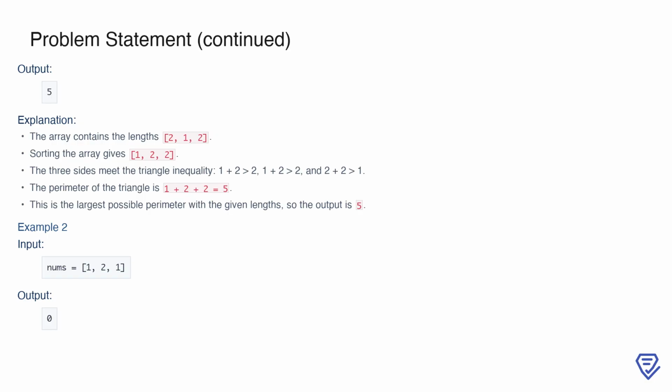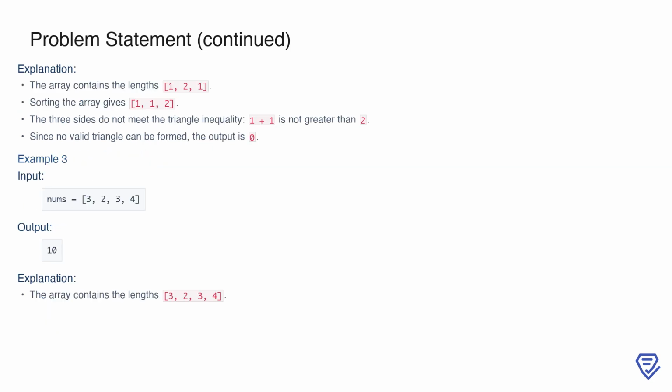Now, let's look at another example where no valid triangle can be formed. For the input nums equals 1, 2, 1, we start by sorting the array, which gives 1, 1, 2. Checking the triangle inequality, we find that 1 plus 1 is not greater than 2. This means that these 3 lengths cannot form a valid triangle. As a result, the output is 0 since no triangle can be formed.